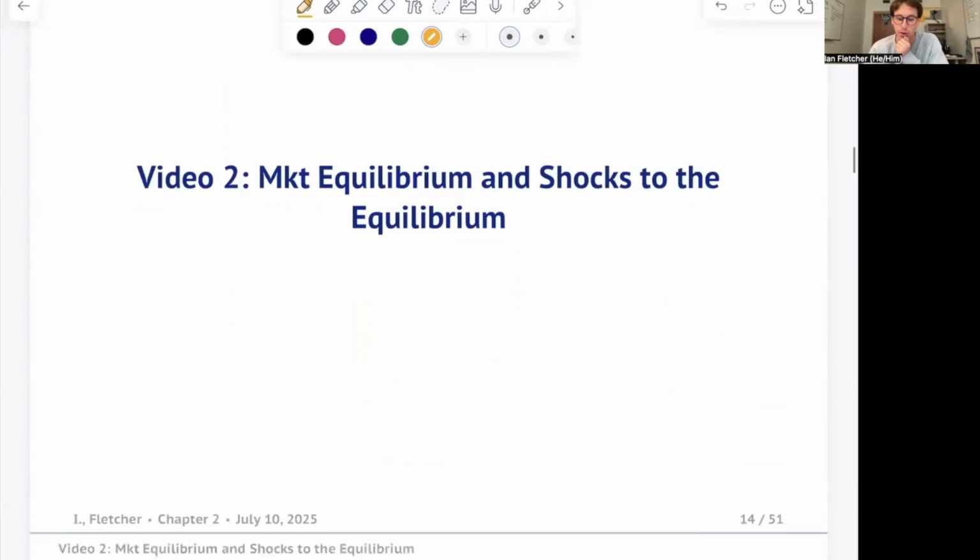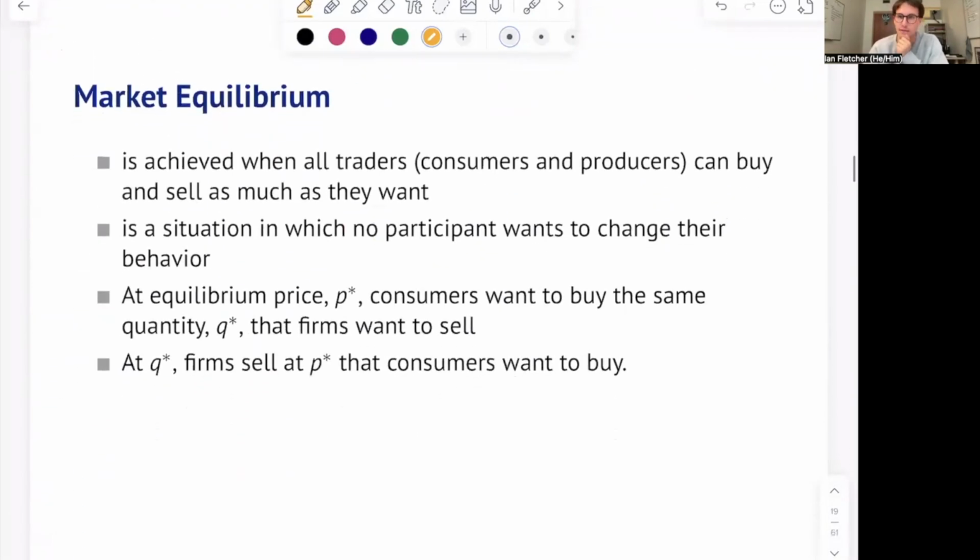So market equilibrium is a pretty fancy way of saying, where do our two lines cross, right? So we've got these supply and demand curves. This point here where we cross is going to be our market equilibrium.